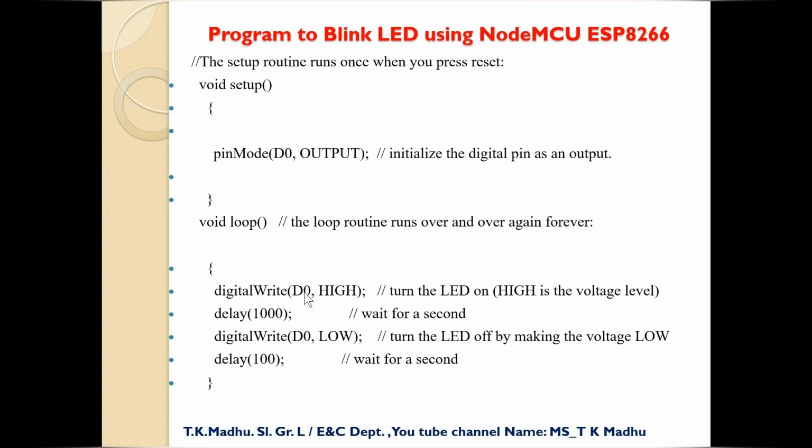So we have made D0 pin high, and we have given a delay of 1000. 1000 means here it will wait for 1 second. And again digitalWrite D0 comma LOW. Now D0 will become low. Again it waits for 1000. So here it is shown 100, better you write it for 1000 only. So 1 second delay will be given, and parenthesis closed.